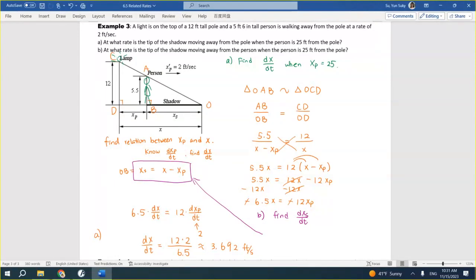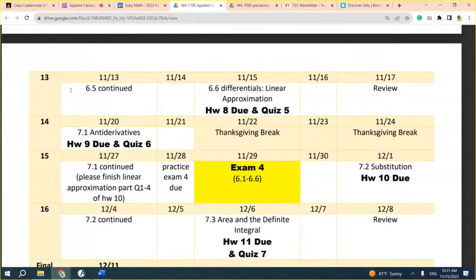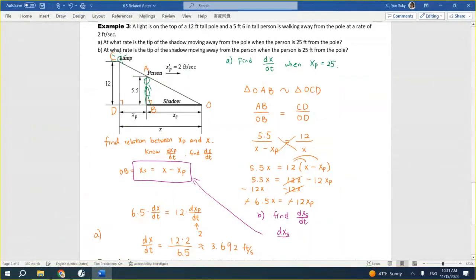Okay, so we differentiate, we get dxs/dt is what? When you differentiate, what do you get? Yes, dx/dt minus dxp/dt. So we have, what? Is it 3.692 minus dxp/dt is 2, right? So we get 1.692. Also feet per second.